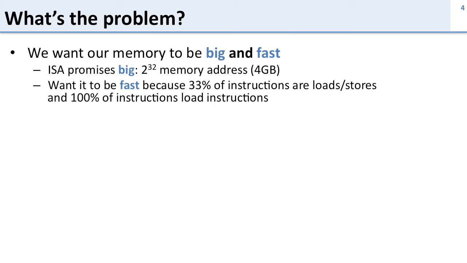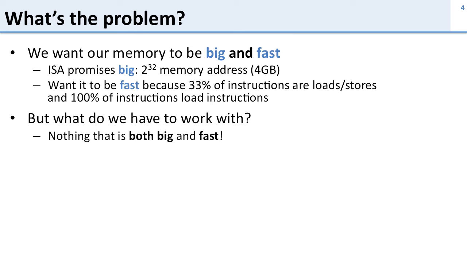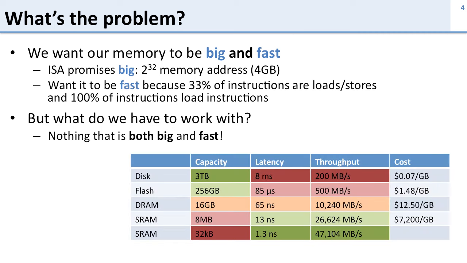We want it to be fast not just so our programs run faster, but because we do lots of memory accesses. So 100% of instructions are going to load their instruction from memory, and 33% of the instructions are going to load data or store data. So that means we're doing lots of accesses to memory as we execute our program, and we need them to be fast. The problem is we don't really have the right stuff to work with. We don't have any technologies that are both big and fast that we can use to build our memory.